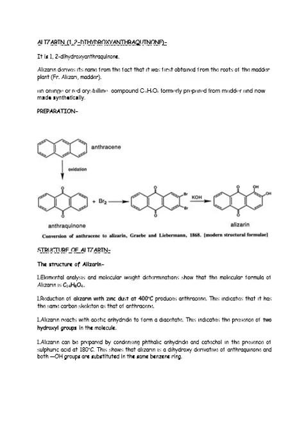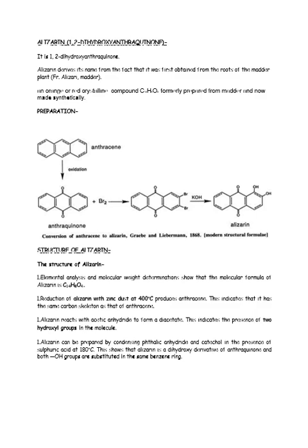Next, structure of alizarin. First, elemental analysis and molecular weight determination show that the molecular formula of alizarin is C14H8O4. Reduction of alizarin with zinc dust at 400 degrees centigrade produces anthracene. This indicates that it has the same carbon skeleton as that of anthracene. Alizarin reacts with acetic anhydride to form a diacetate. This indicates the presence of two hydroxyl groups in the molecule.